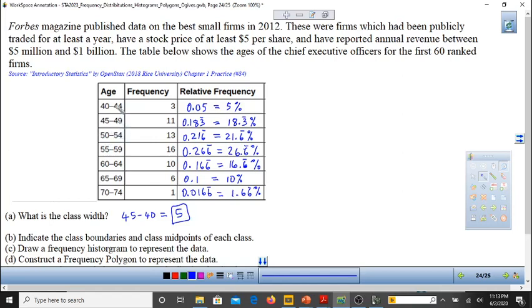You could do 49 minus 44, 69 minus 64, 65 minus 60. They will all give you 5. Those are your class widths. The next question is, indicate the class boundaries and class midpoints for each class.